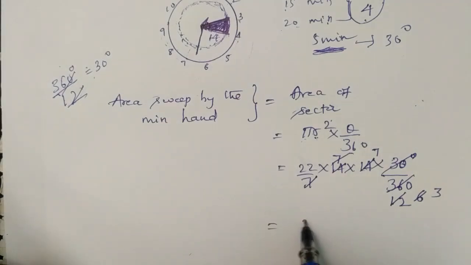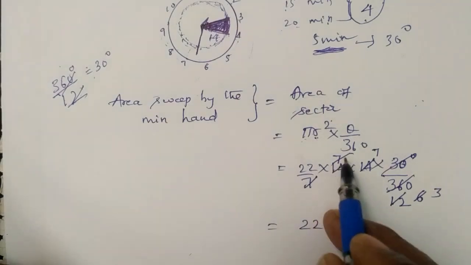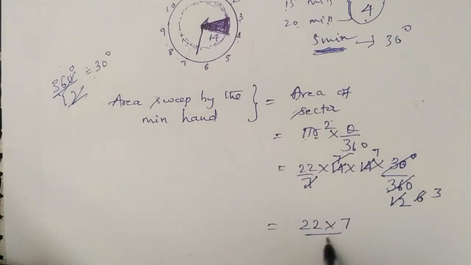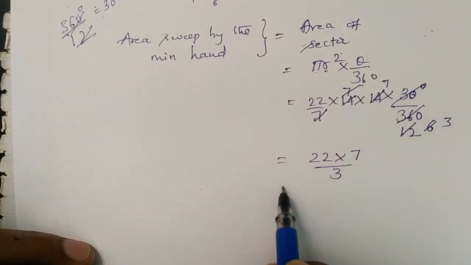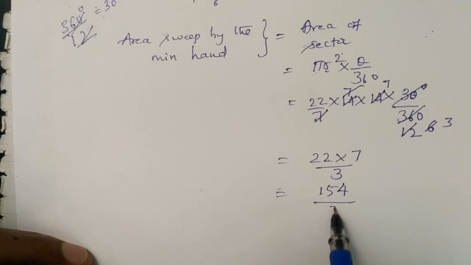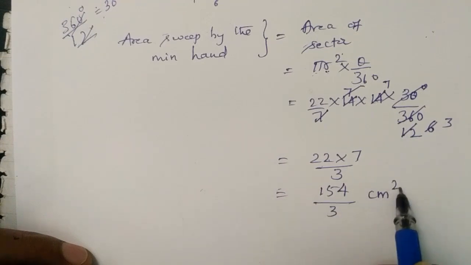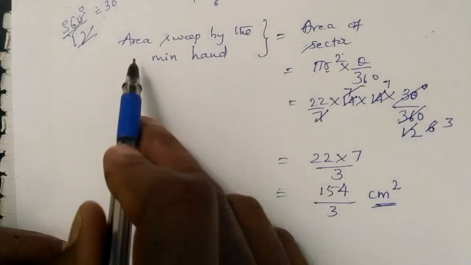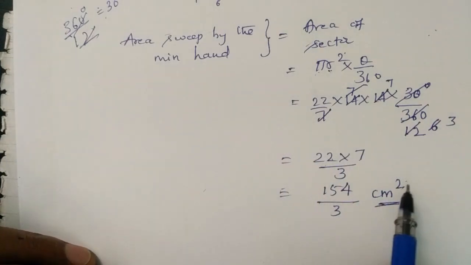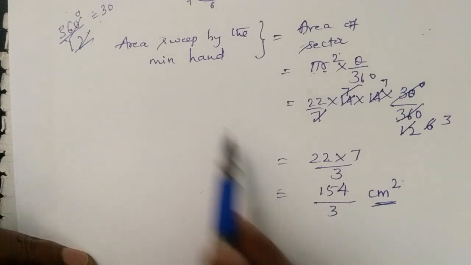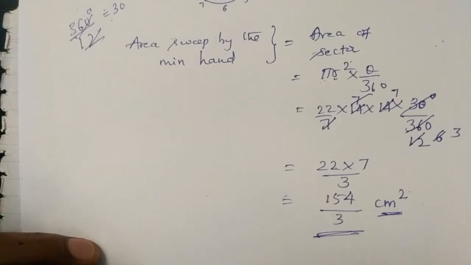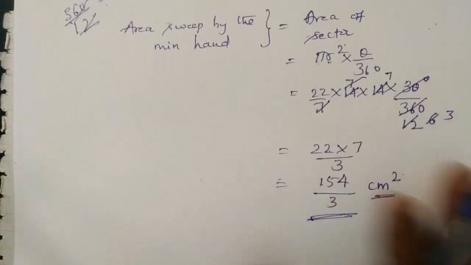So what are the remaining values? 22 remaining, nothing else there. Here 7 remaining, and 3 also in the denominator. Totally it is 154 divided by 3 centimeter square. Compulsorily it should be in square, because area is in square units. Length of an arc is only in centimeter, length is only in centimeter or meter, area is centimeter square or meter square. This is the answer, the area swept by the minute hand in 5 minutes.